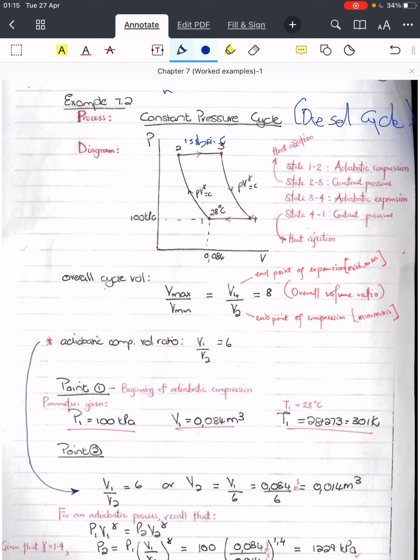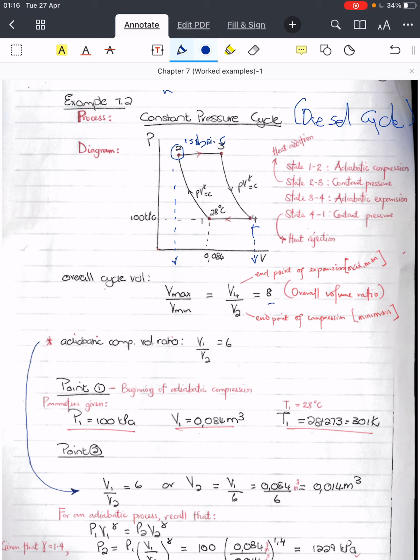From what we've been given, it says overall cycle volume. Since it's the overall cycle volume, it will be the maximum, which, looking at this sketch, is V4. The minimum volume is V2. If you look here, that is the minimum, and if you draw it there, that is the maximum. That's how we get 8 from the question.